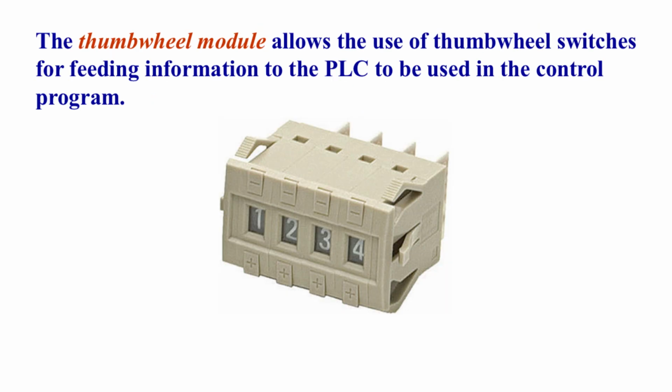The thumb wheel module allows operators to enter numeric values directly into the PLC using thumb wheel switches. Each wheel is set to a digit, and together they form a number that can be read by the PLC and used in the control program. This makes it a simple and reliable way to feed set points, batch quantities, or timing values into the system without needing a computer or complex interface. For example, an operator could use the thumb wheel to enter the desired number of parts to be produced, and the PLC would use that value as part of its program logic. Thumb wheel inputs are especially useful in older or cost-sensitive applications where durability and ease of use are priorities.